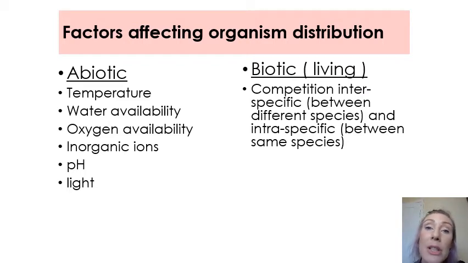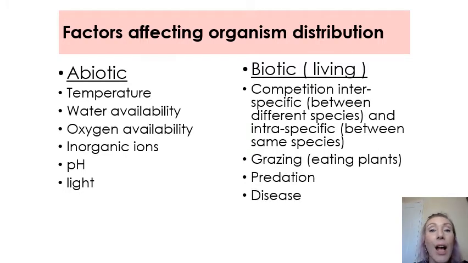Okay, so we get that interaction between different species as competitors, but we also have intraspecific competition, and that's competition between individuals of the same population. So they're the same species, live in the same population, they live together, and they're in competition for the same resources. So both of those are biotic factors, as is grazing. Okay, so that's when animals are eating plants, predation, so it's animals eating animals, and disease, because they're caused by living organisms too.